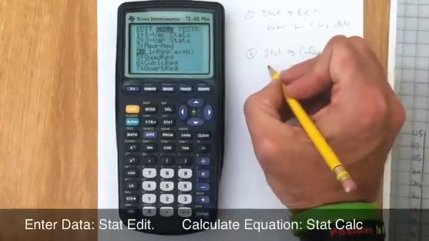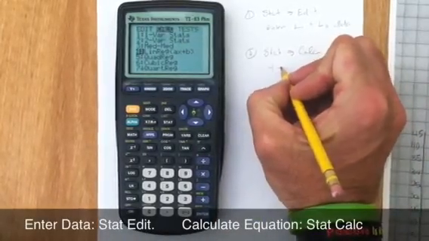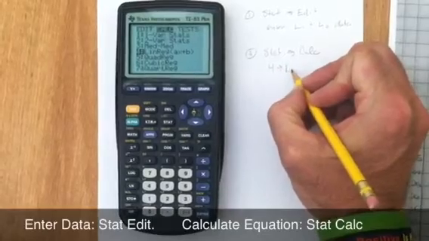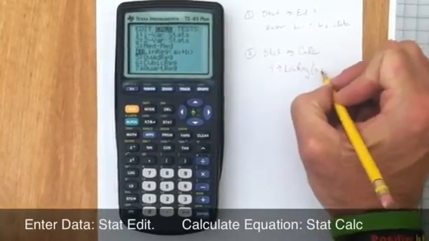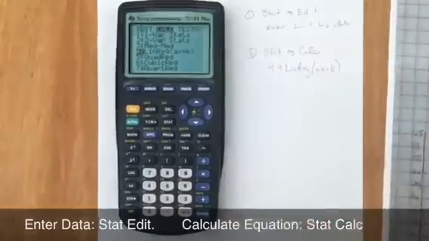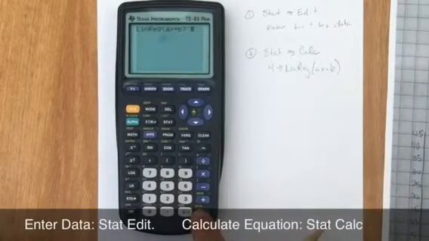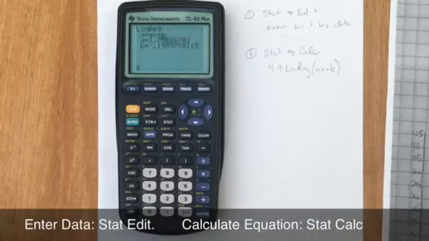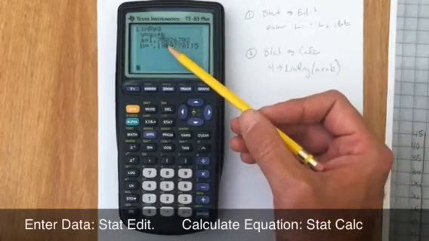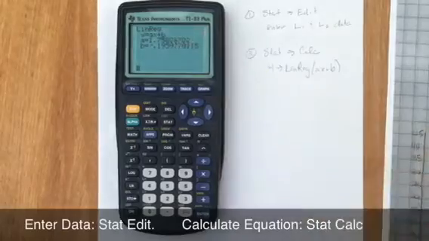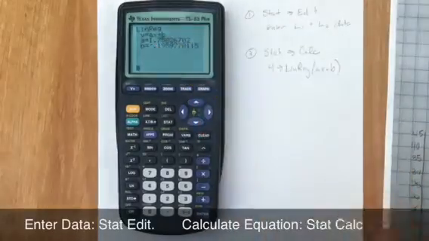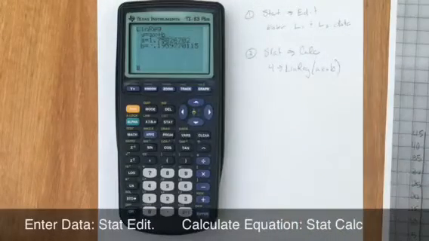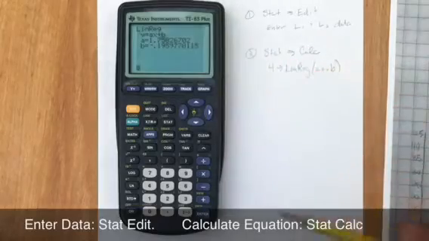And I'll write that down. We want to go to 4, linear regression in the form of AX plus B. And when I hit enter and enter again, I go ahead and get my A and my B values. And my A and my B value here, my A would represent my slope and my B would represent my y-intercept. You'll notice right now my R values didn't come up.